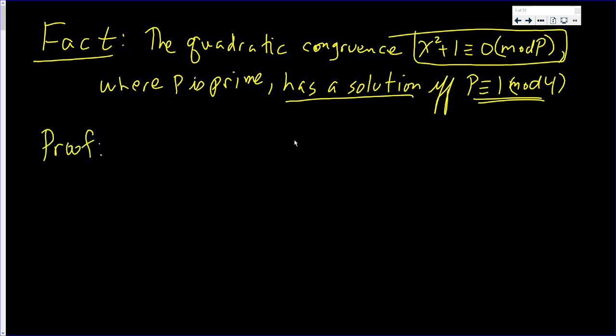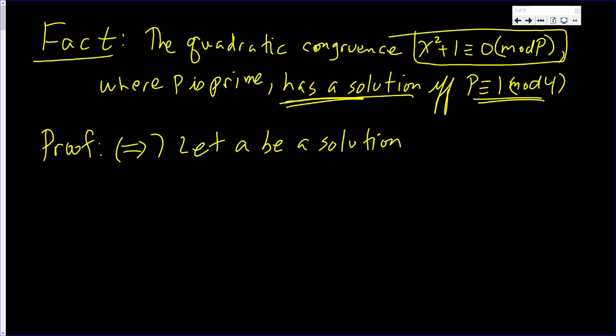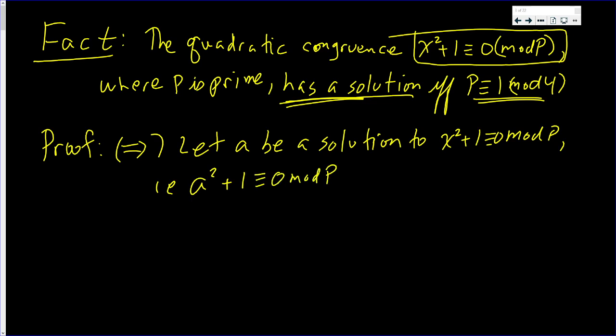Proof. So we're going in the forward direction. It does have a solution. Let a be a solution to x squared plus 1 is congruent to 0 mod p. That is, a squared plus 1 is congruent to 0 mod p.